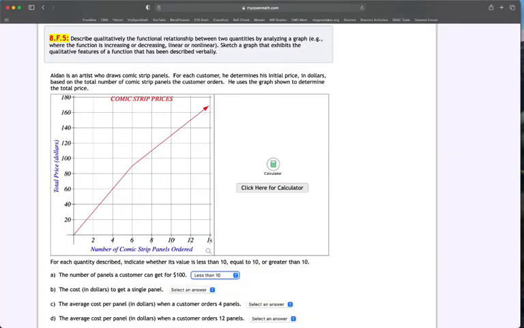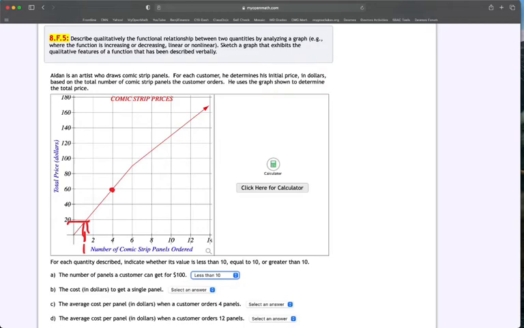The cost in dollars to get a single panel. Well, it's very difficult to tell. Single panel means one panel. If we go up to the graph and straight over, it certainly is less than $20, but it's very difficult to tell whether it's less than $10 or not. So we've got to find a perfect value.